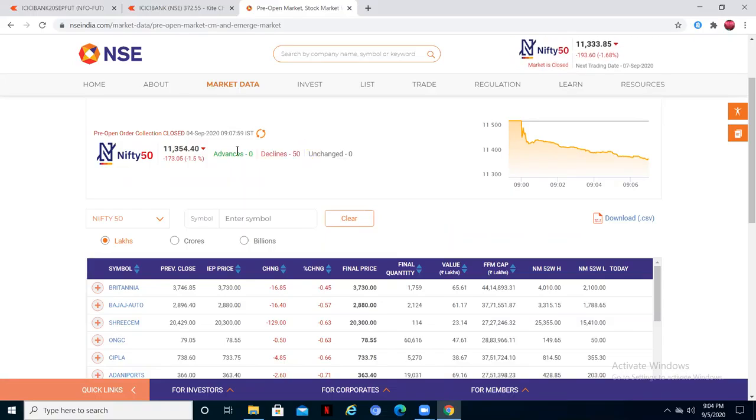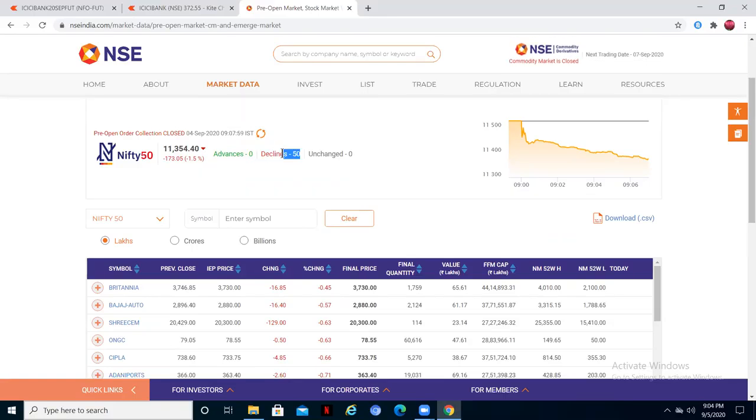So in case the advances are more than declines, that means today is a gap up day. The market is going to give you a gap up opening. So when the market is giving us a gap up opening, you are only supposed to trade in a gap up. You are only supposed to trade a gap up, no gap downs on this day.